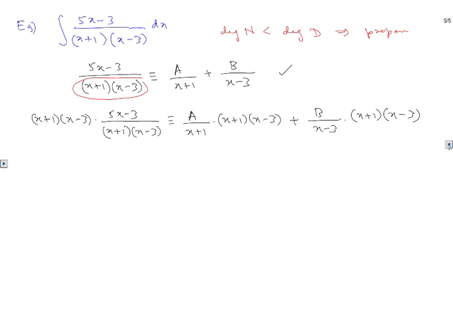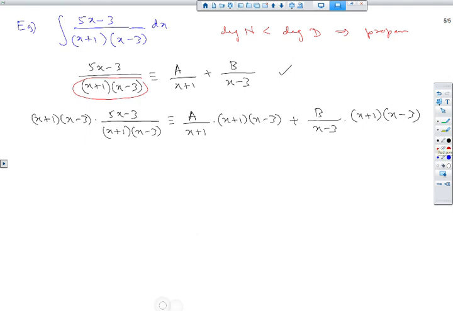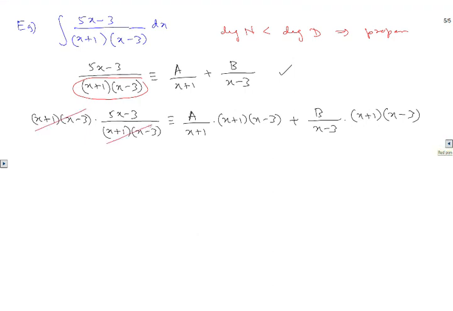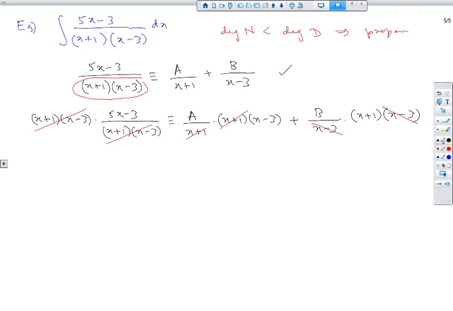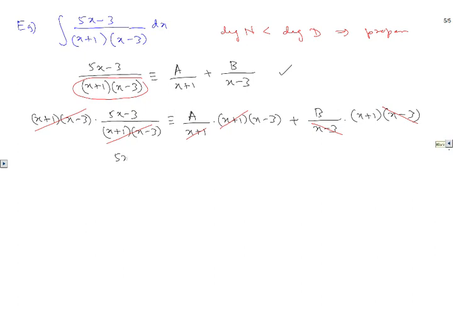We multiplied both sides by the common denominator. Now you can see there is a nice cancellation going on. Here this term cancels with that term. On this side, this term cancels with that. Here this one cancels with that. So after the cancellation, you get 5x minus 3 identical to A times x minus 3 plus B times x plus 1. That's what you get.